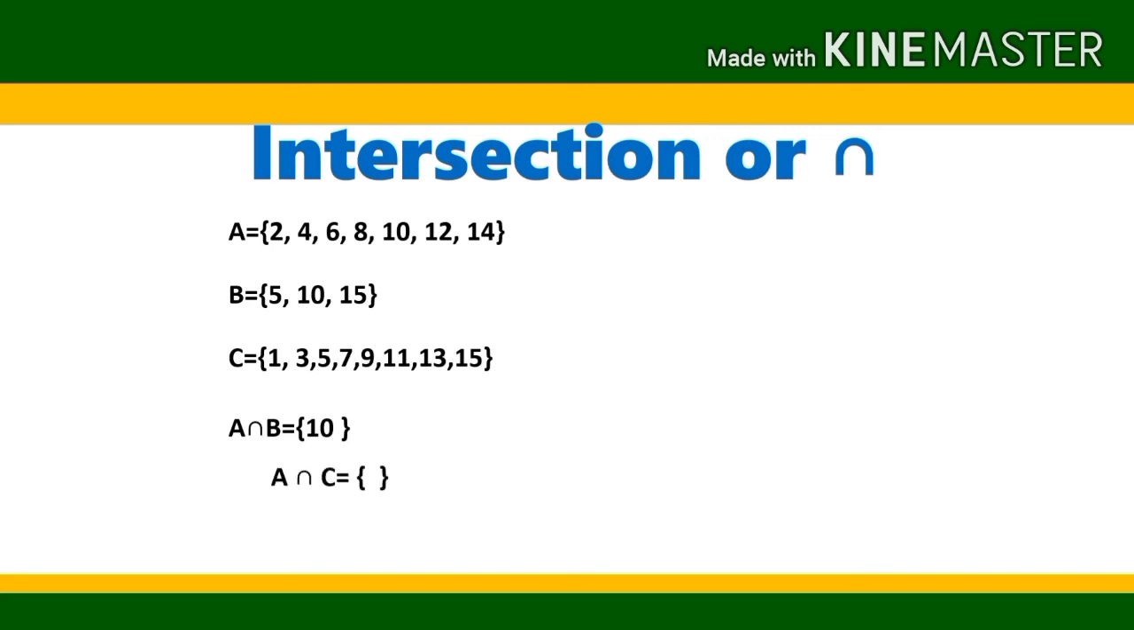Next, A intersection C. So you're going to find the common element of A and C. There's no common element. That's why the answer is the empty set or null set. Next one, we have B intersection C. What elements are common to set B and set C? We have 5 and 15. That's why B intersection C is 5 and 15. So that is the concept of sets.